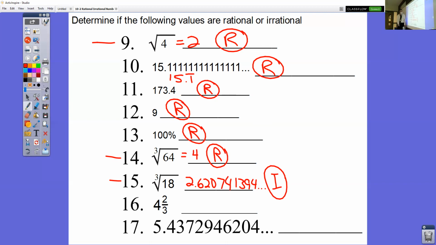4 2/3, any type of fraction, automatically rational. And number 17, a big, long, ugly decimal. I can't use a repeating sign anywhere, therefore this is irrational. So again, the only type of numbers that are irrational are your big, long, ugly decimals that you can't use a repeating sign on.